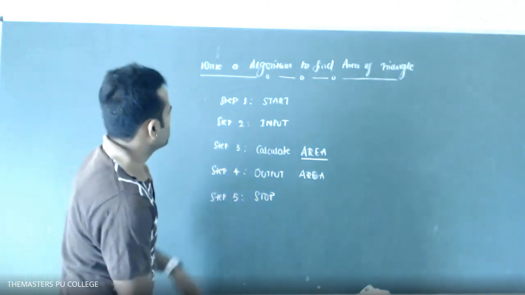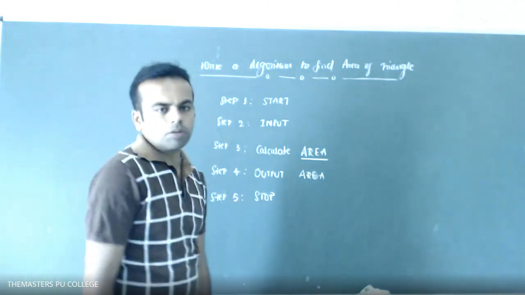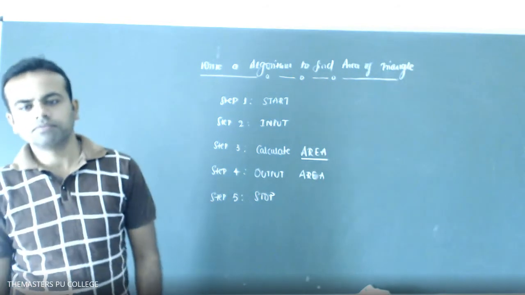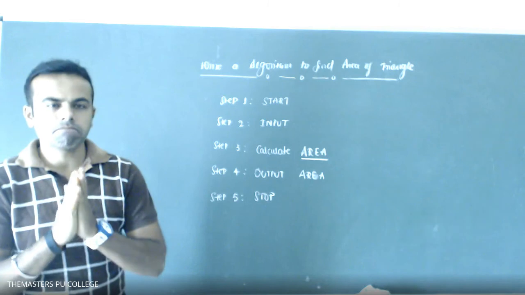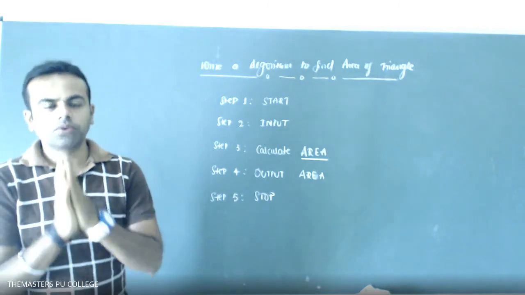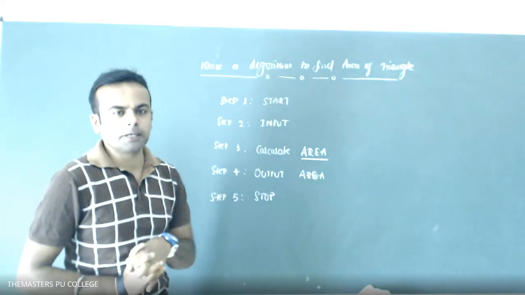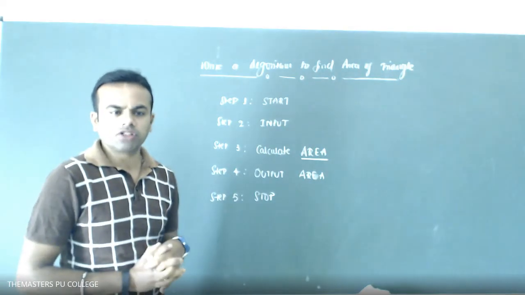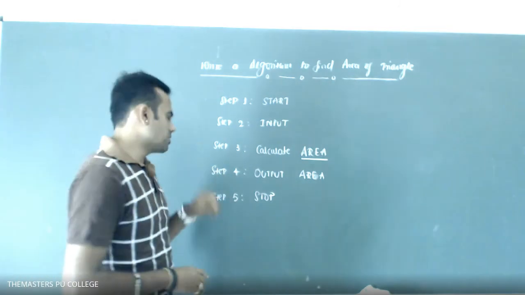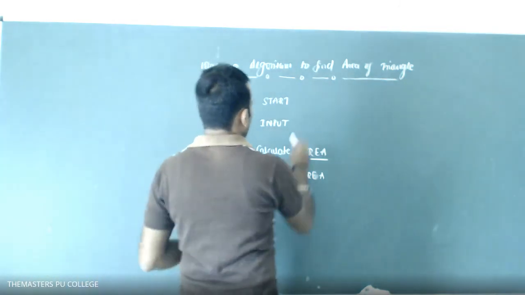Right, start again, same. So step number 2, input. What are you going to input now? Breadth, height. Sir, the formula is half into breadth into height, so we should input breadth into height. It's base. Yes, sir, half into base into height. So you should input base.